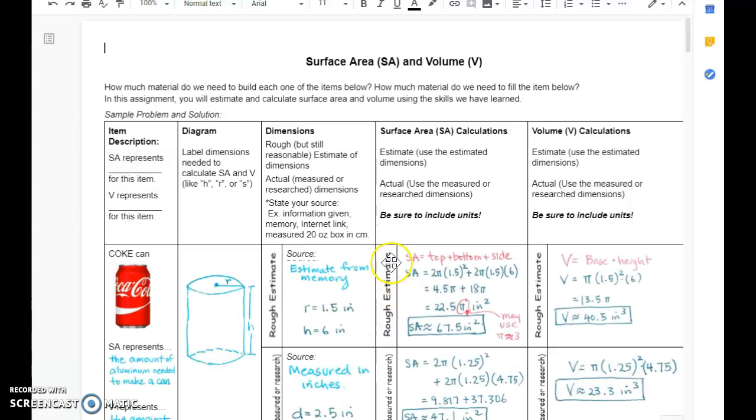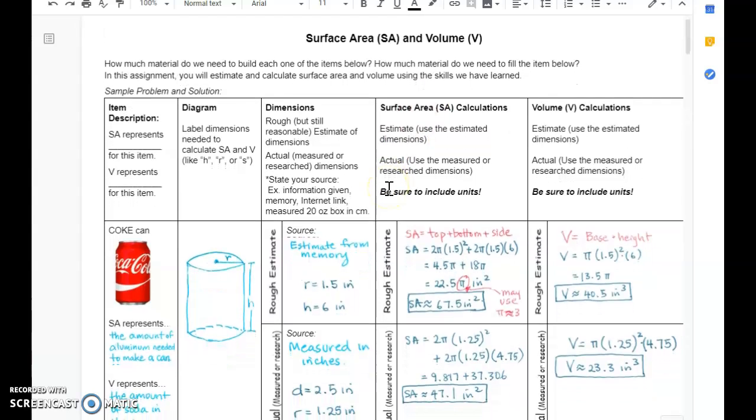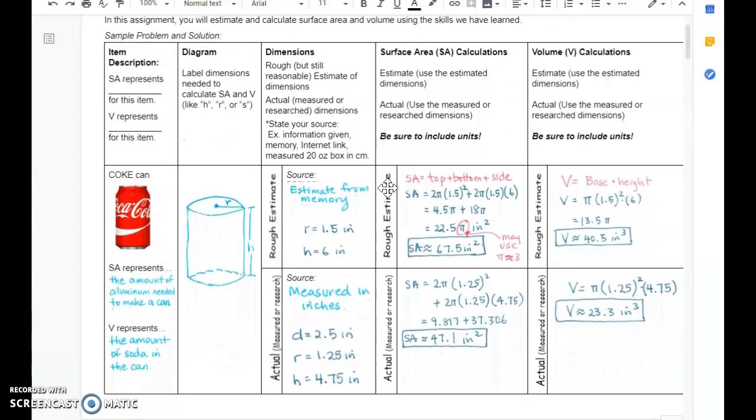Okay, here we go. So you are finding the surface area and volume of 6 different items. The first one I have done for you to demonstrate what I do expect. The first column is the item description. In this case, it's the Coke can.